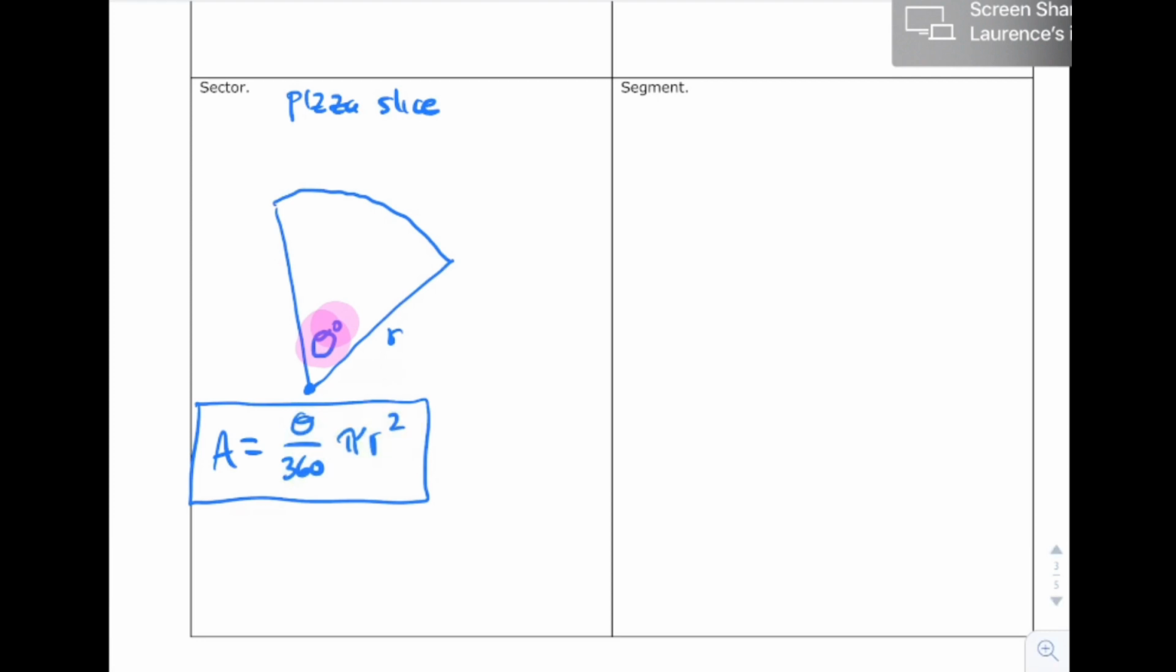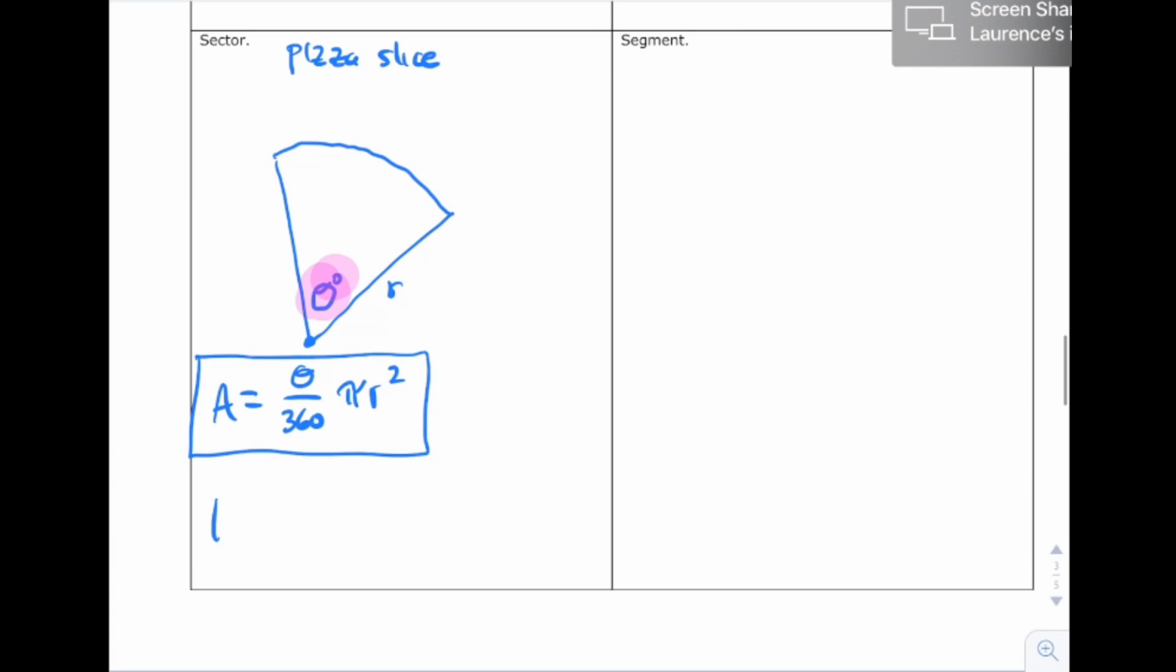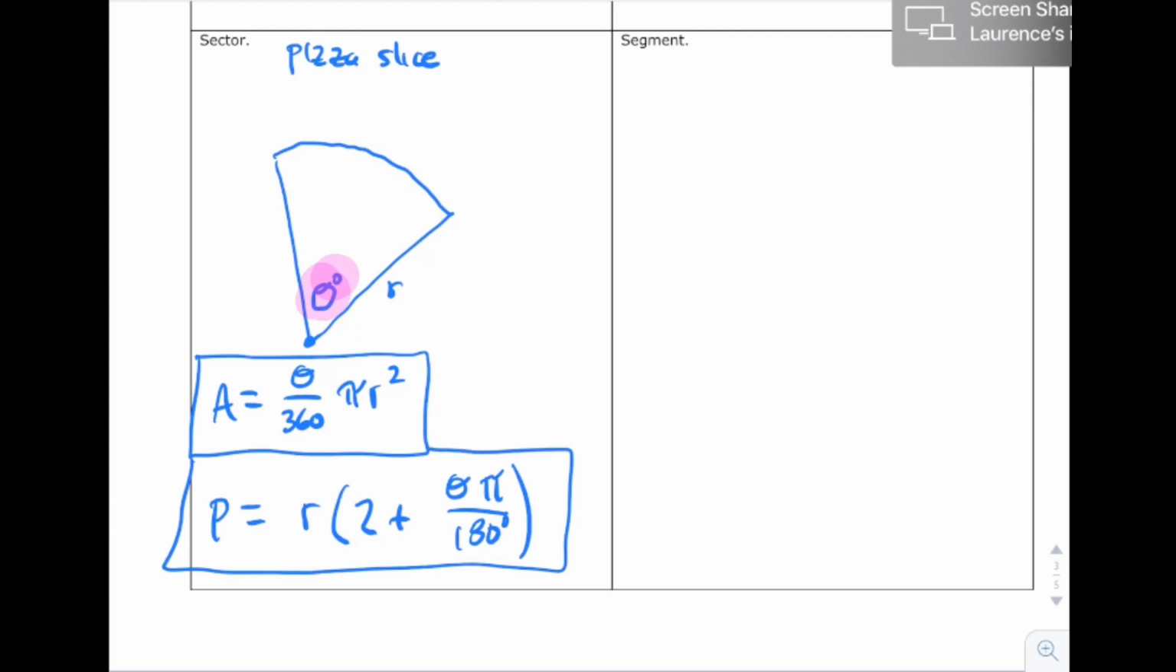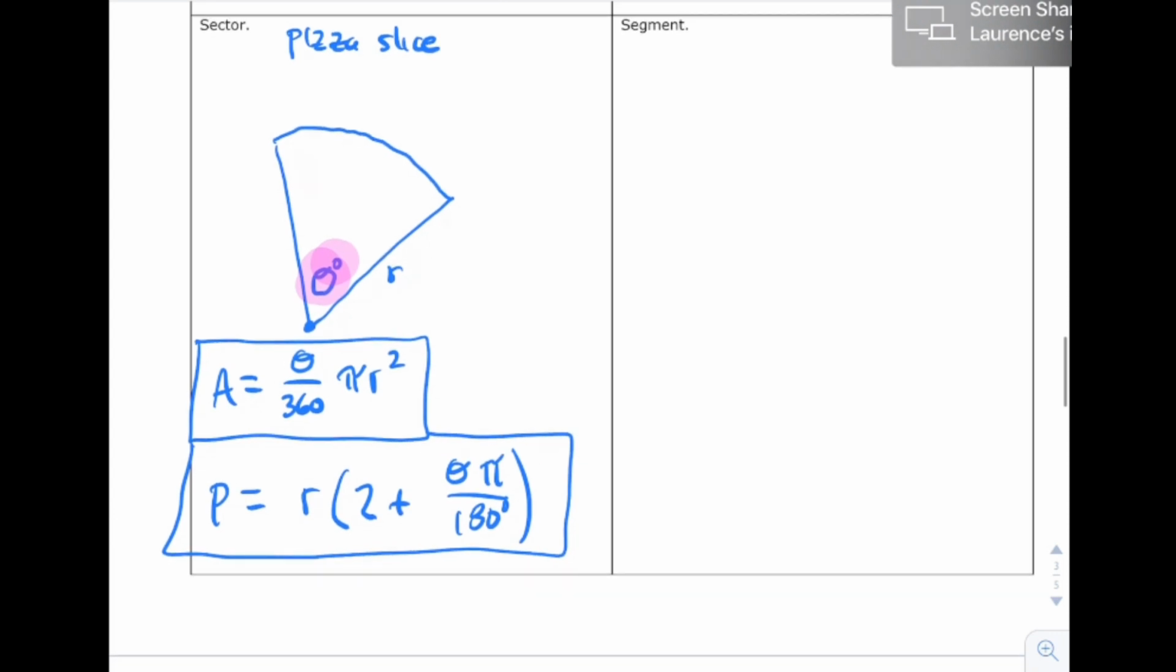What about perimeter? Wouldn't call it circumference, would you? Perimeter, let's look at this cool formula, see what you think of this one. R times 2 plus theta pi over 180. Let's see, where does this formula come from? Well, r times 2 is adding up this side plus this side. So that explains the r times 2.